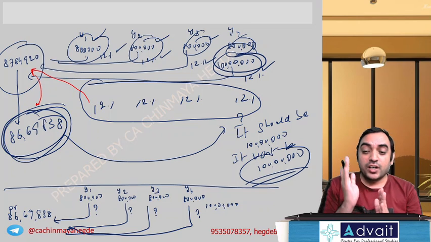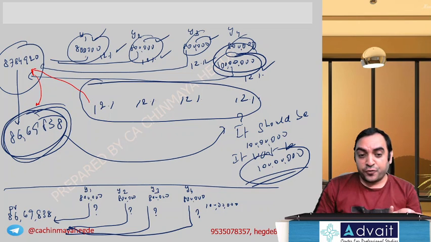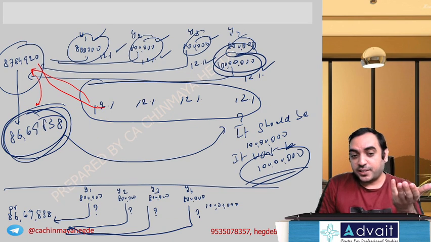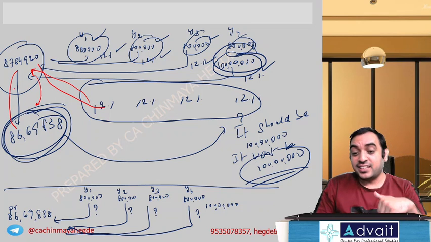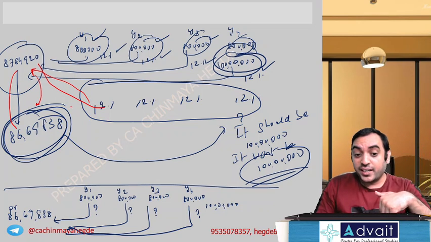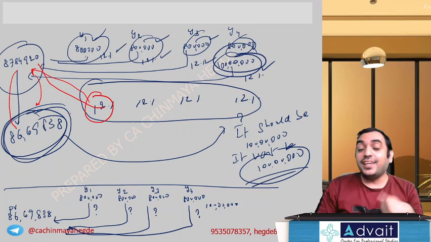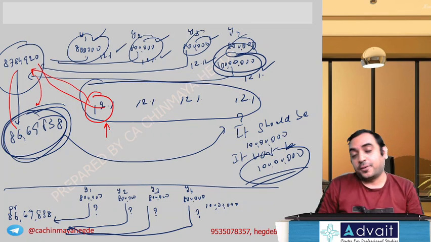Anyway, so the concept is 87, 84, 920 at 12%. Now it reduced, 87, 84 became 86, 69. When the present value reduces, the rate of interest should increase. It should be higher. That is one logic.